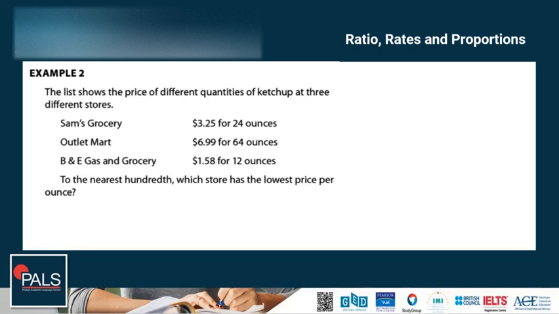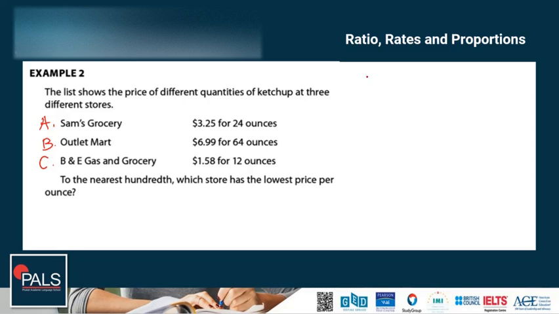Each price per quantity can be written as a ratio. To find the price per ounce, you will need to simplify each ratio until it has a denominator of 1. So let's express each price per quantity as a ratio. Let's mark Sam's Grocery as A, to save space, and Outlet Mart as B, then B&E Gas and Grocery as C.